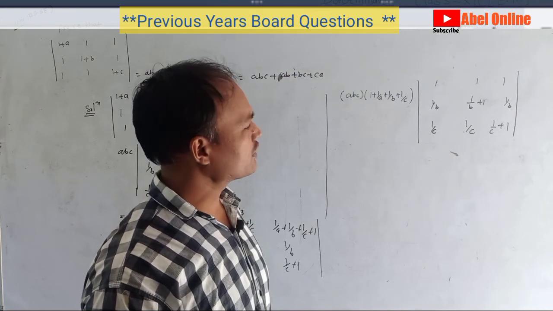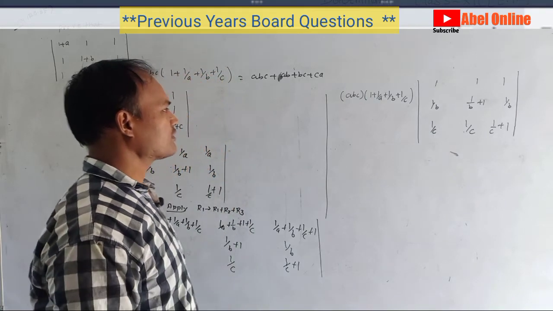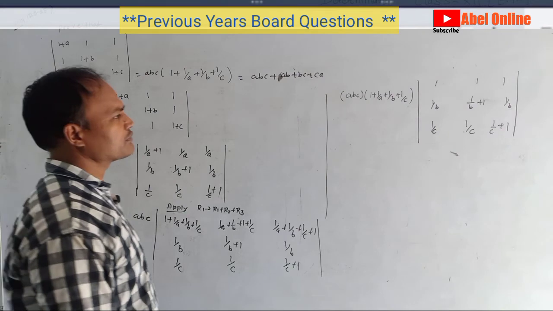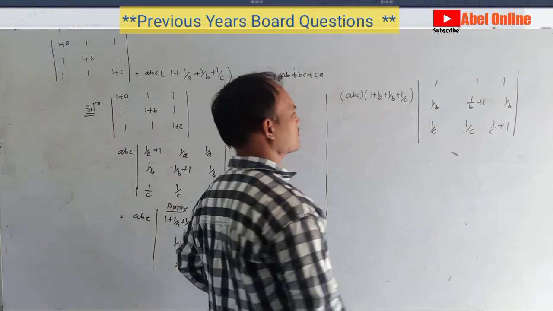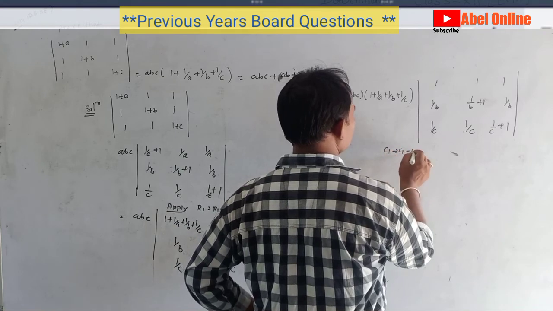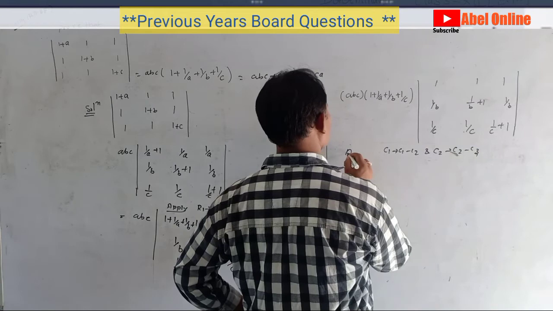Now what operation can we apply here? Just think about it. We have abc and 1 plus 1 upon a plus 1 upon b plus 1 upon c. So we can apply a simple operation, because there is a 1, 1, 1. We have to subtract this minus this. So I am going to apply C1 tends to C1 minus C2 and C2 tends to C2 minus C3.